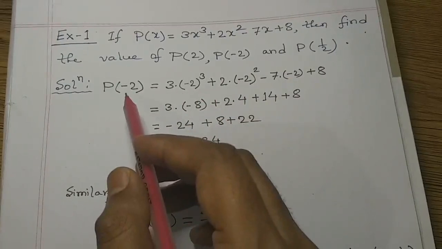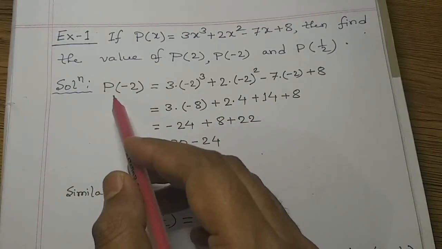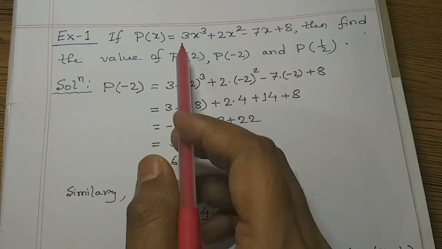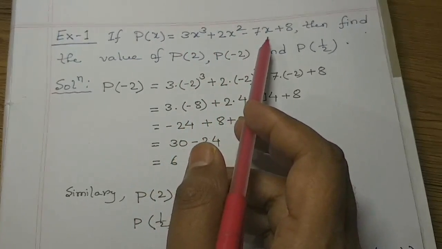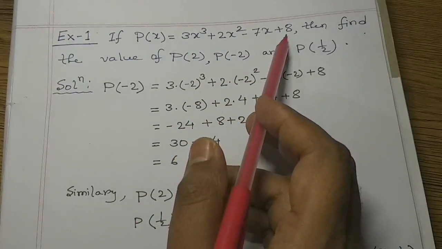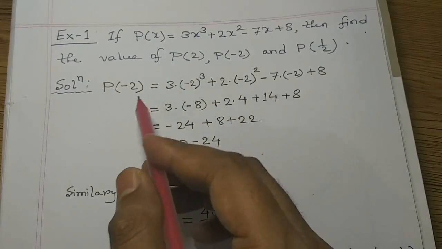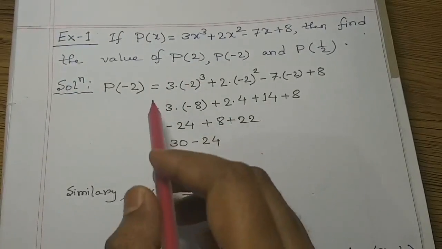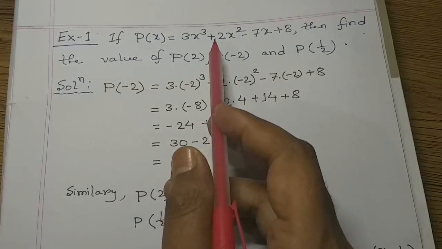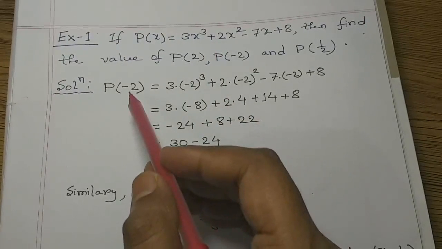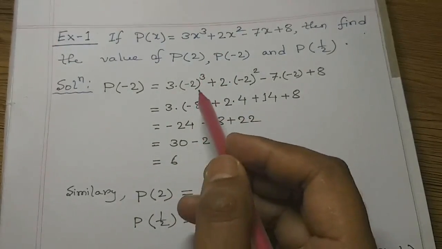So we will show how to find the value of p(-2). Here p(x) is equal to 3x cube plus 2x square minus 7x plus 8. In chapter 1 we learned how to find the value of a function. This is a similar kind of problem. You need to think of this as a function and put the value in the function. Here this function is just a polynomial.